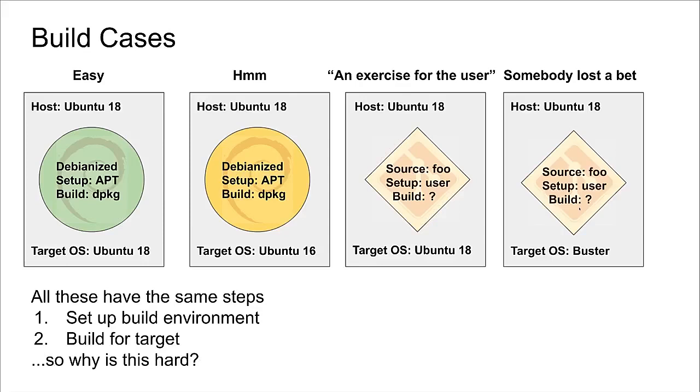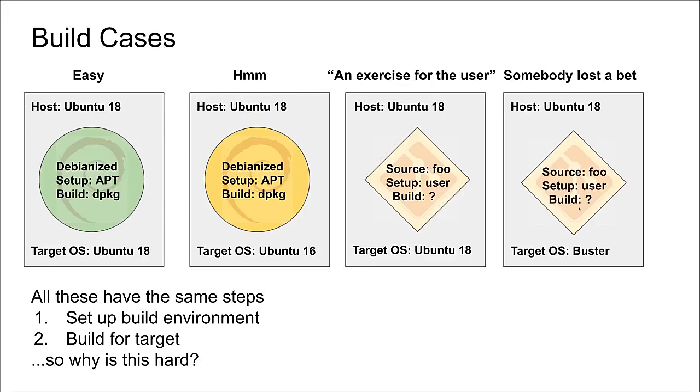If you need to build for a different Debian release, that gets a little more complicated. If you need to build a package that is not Debianized, then you have to run make and configure, and maybe that works out and maybe it doesn't. It doesn't always go as smoothly as it does when you're using apt. And at the end of it, what if you have to build something for a totally different target that is not at all Debianized? That becomes way more complicated. But yet all of these things have the same steps. You have to set up a build environment, and then you have to build for your target.